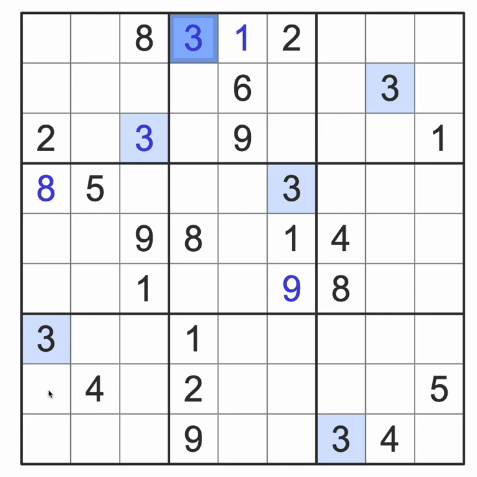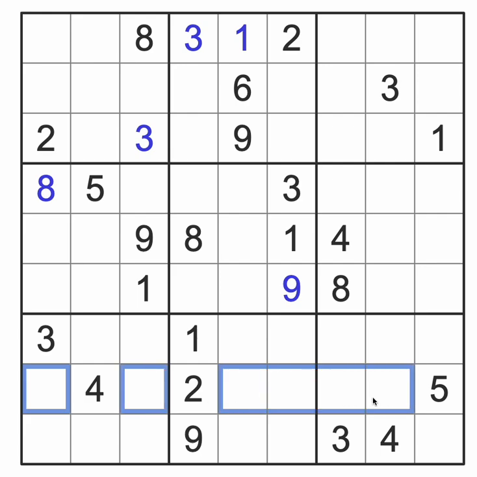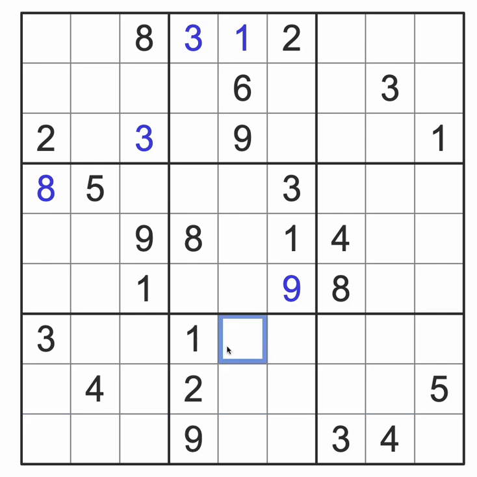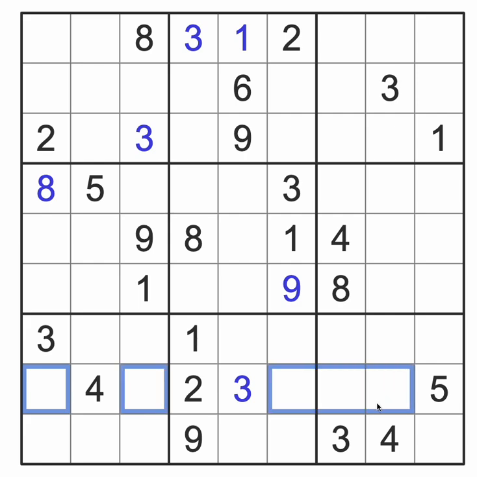And I think now I should look at row 8, where there should be... too early. I have to place 3 in box 8. 3 in box 9 blocks these, 3 in box 7 blocks these, 3 in box 5 blocks this cell, gives me 3 here.